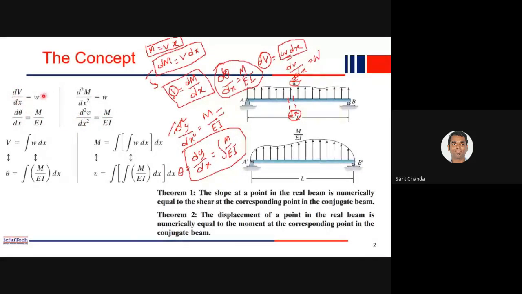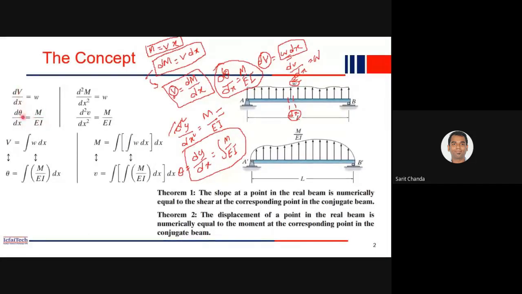So the first expression is from this beam, and this one is the moment for this original beam, and these two we have derived from our beam theory, right? Now if you see the similarity between both the expressions, dV by dx equals w, and here d theta by dx equals M by EI.